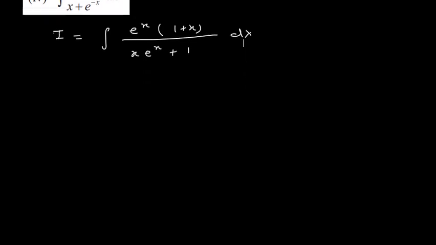Now let us substitute this denominator, x e^x + 1, with some variable t. Now when I differentiate, I have to use the product rule u into v, that is x into e^x, plus e^x into the derivative of x, which is 1, and then the derivative of 1 is 0. So this into dx will be equal to dt.